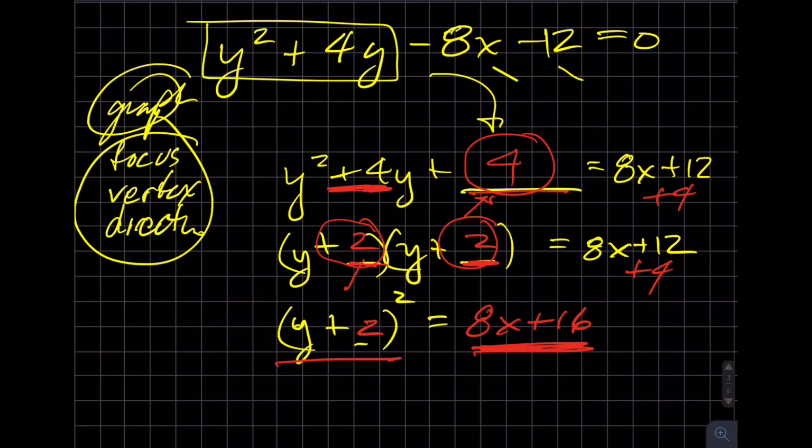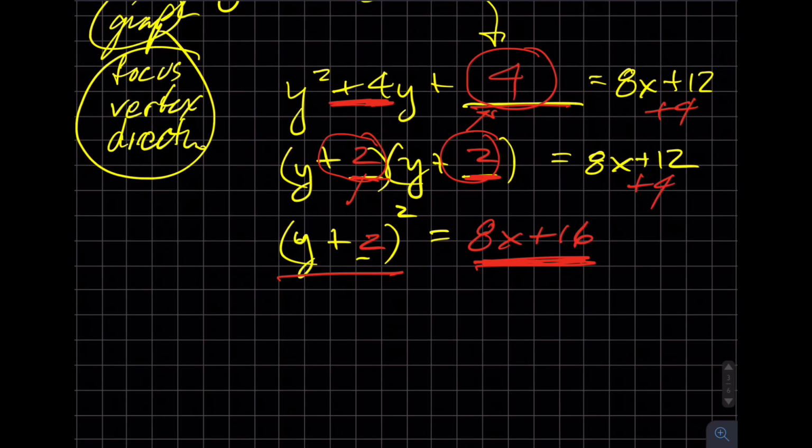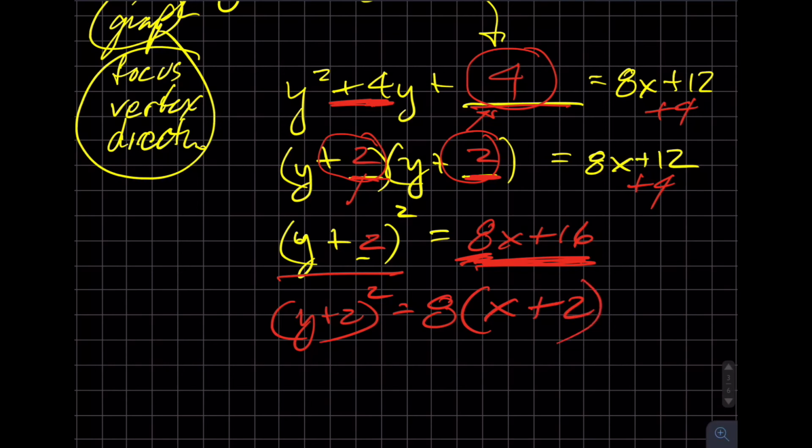The right-hand side does not look good because I want to make it some number times the quantity x plus or minus some value, right? So I'm going to have to factor this 8. So y plus 2, the quantity squared, equals, factor out the 8 from the x, I'm going to get plus 2.